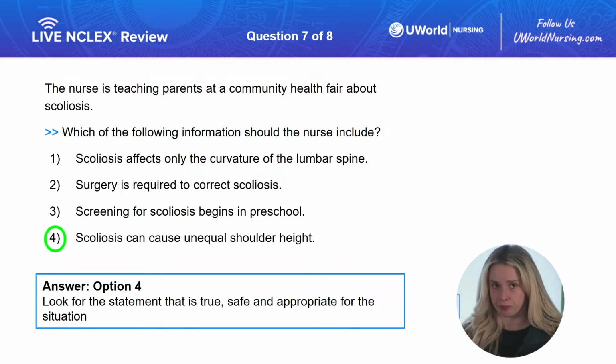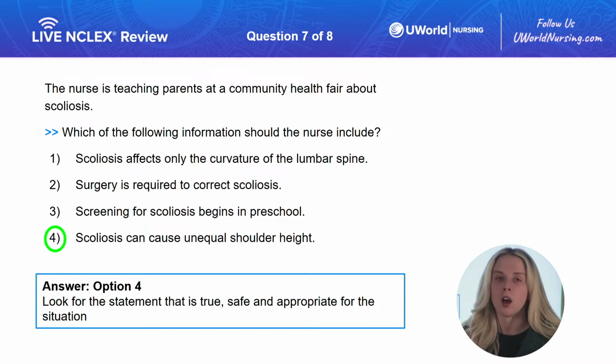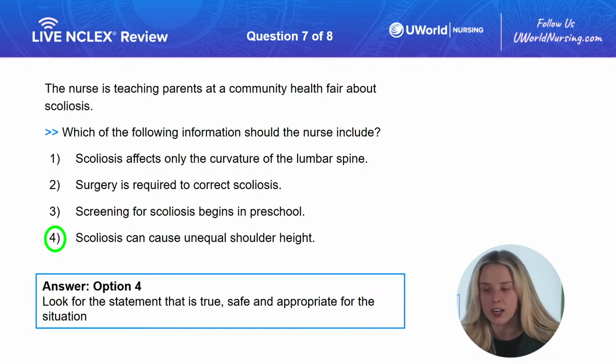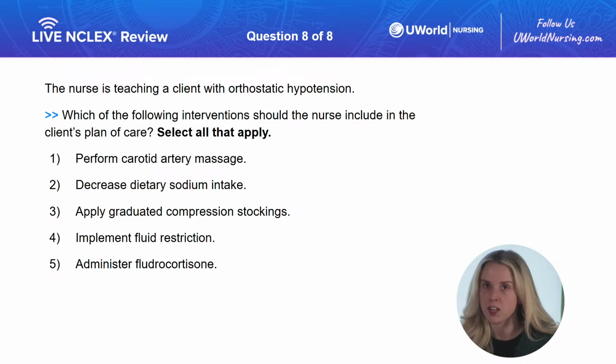But again, those are all incorrect options, and 4 was our only correct option, which is causes unequal shoulder height. This is true. So again, option 4 was our correct option, and it's time to move on to our final question of the day. So the nurse is teaching a client with orthostatic hypotension. Which of the following interventions should the nurse include in the client's plan of care?